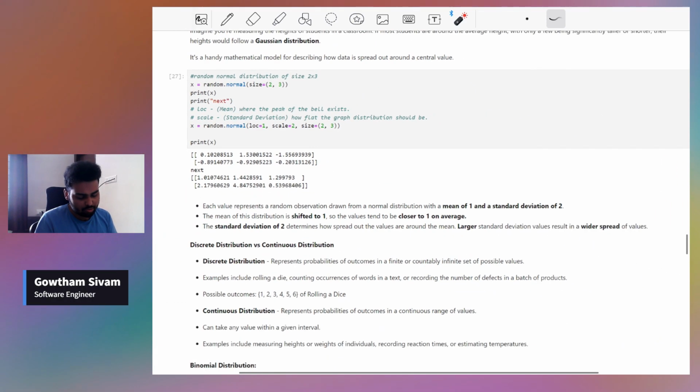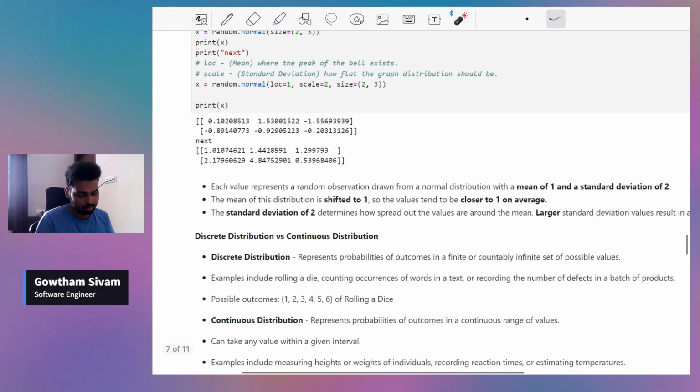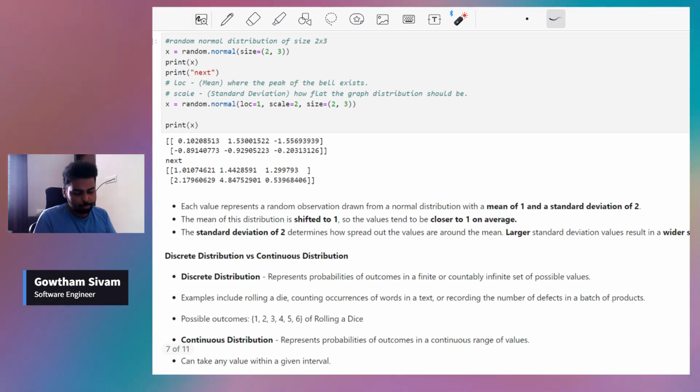So what does each value in this mean? Each value represents a random observation drawn from a normal distribution with a mean of 1 that we have mentioned here, and a standard deviation of 2. Next, the mean of the distribution is shifted to 1, so the values tend to be closer to 1 on average.